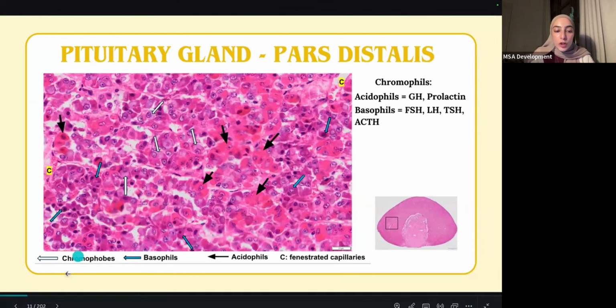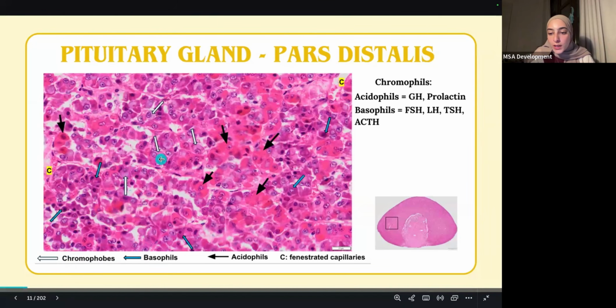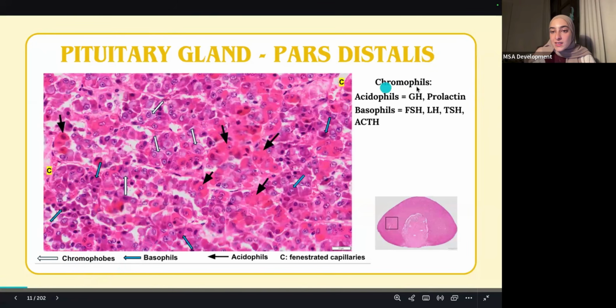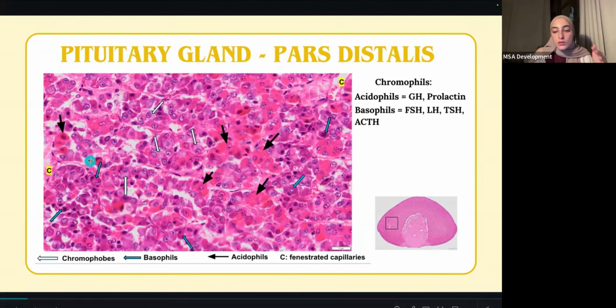Okay, and then you have chromophobes here. They're light, they don't really get stained. They're clear. I don't think they're going to ask you about this because I searched this because I was curious. I'm like, what do these cells do? They do nothing. They're kind of like resting cells, and they're called chromophobes. For the chromophils, it's both the acidophils and basophils. And as you can see here, C is just capillaries. There's capillaries everywhere. There's always blood supply to everything in your body.